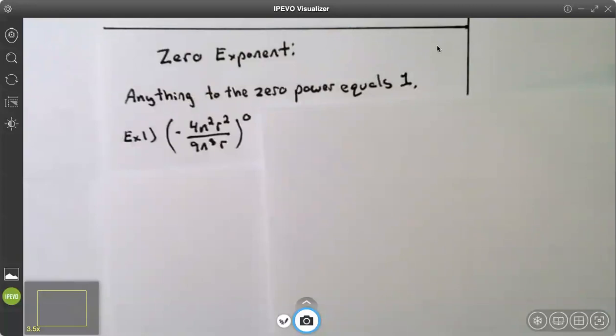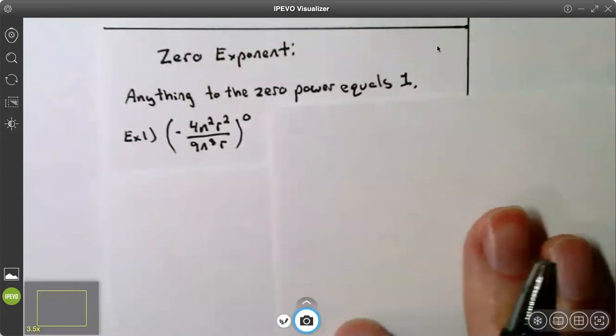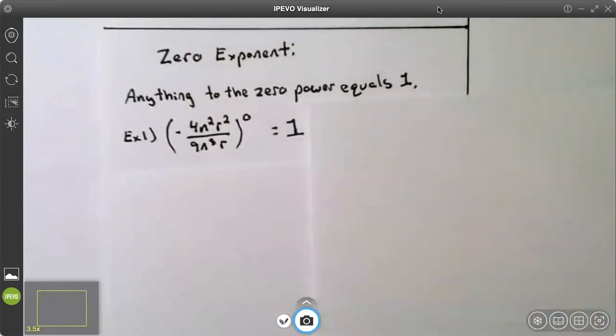Now let's talk about zero exponents. Anything to the 0 power equals 1. So on example 1, I have all this stuff in parentheses. Everything in parentheses is to the 0 power, so everything in parentheses equals 1.